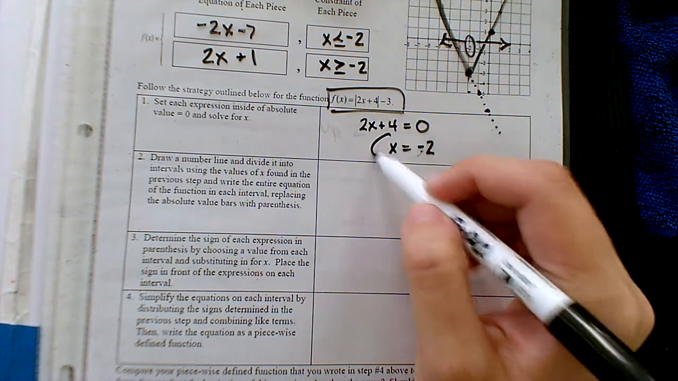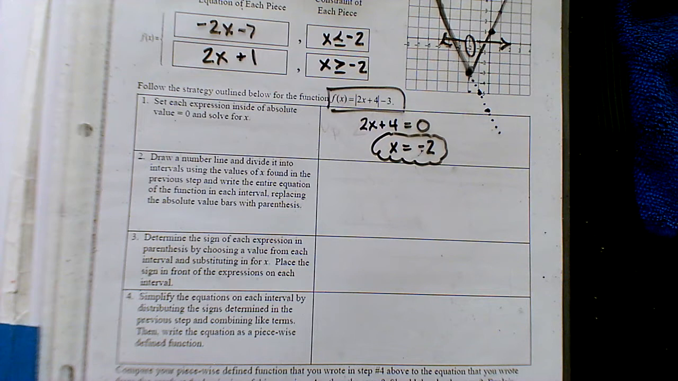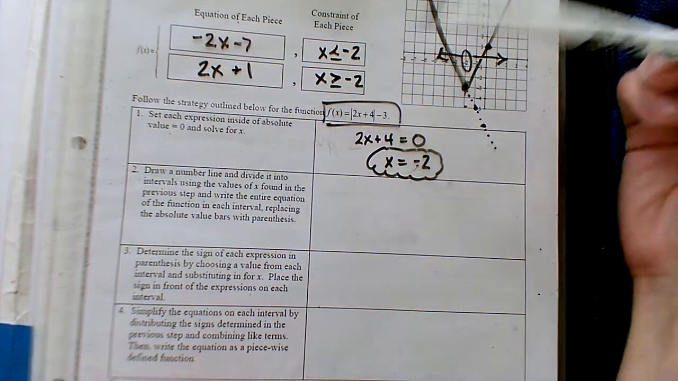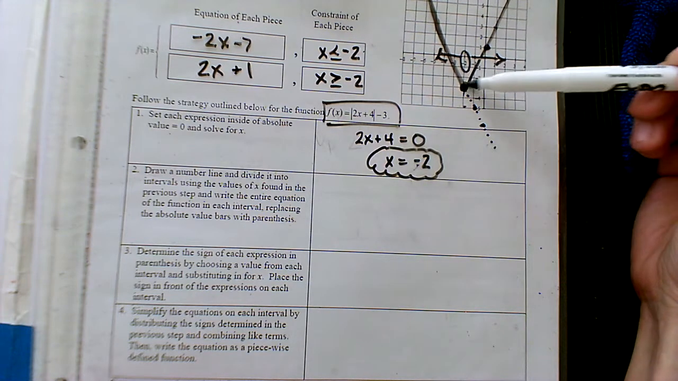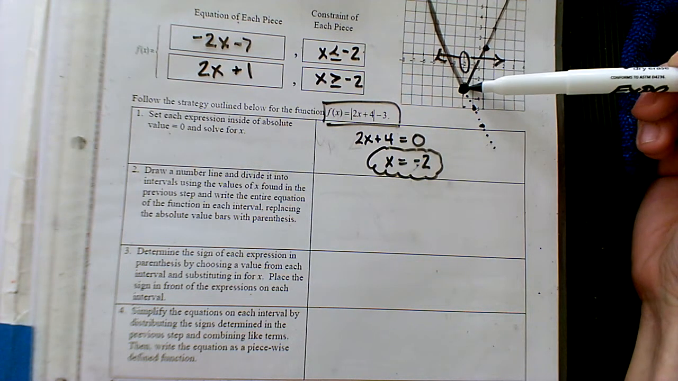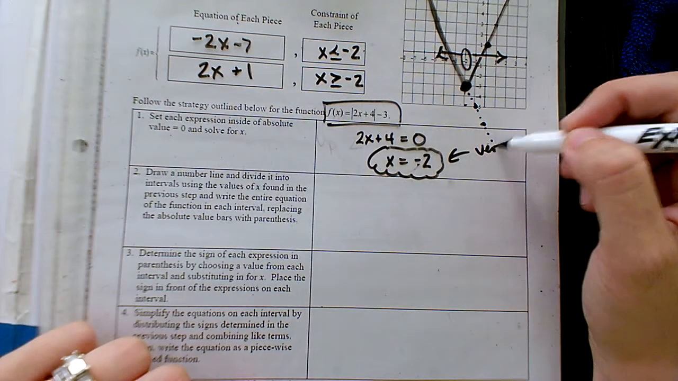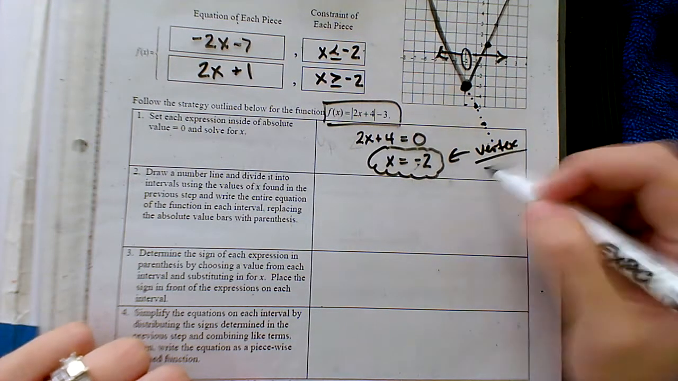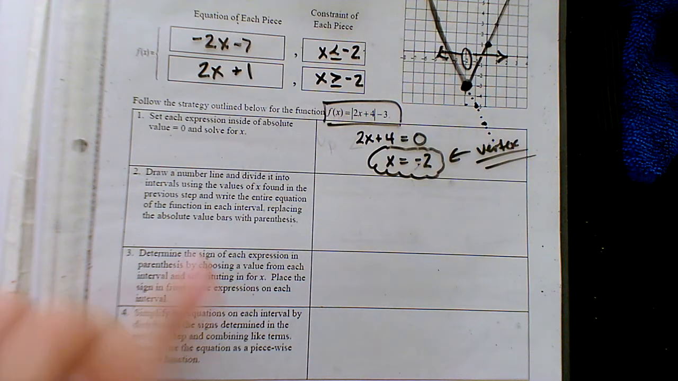We got negative 2. What was special about that negative 2? Yeah? That's where the lines met. Notice that's where one ended and the next one began, right? And graphically, that was the vertex. So by doing this step, you're actually finding where the vertex is located, the x value where one line ends and the other one begins.